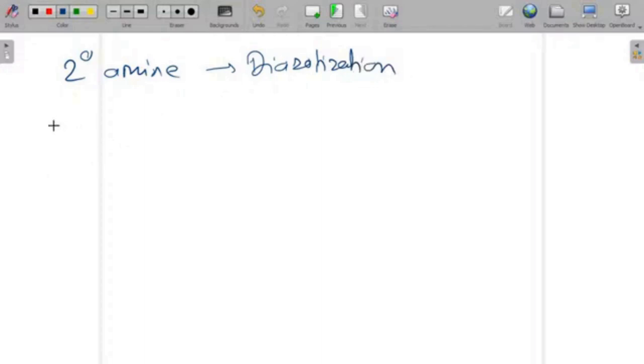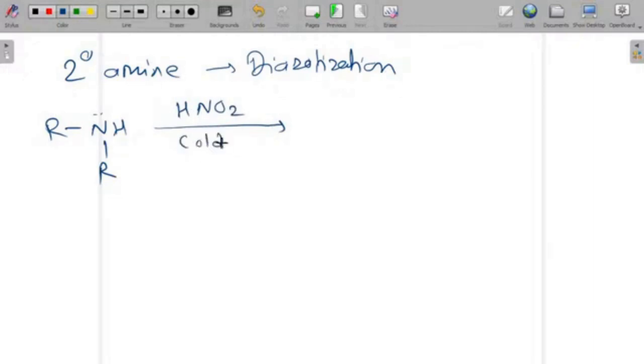So secondary amines on diazotization give nitrosoamine, that is called nitrosoamine. Nitrogen containing oxygen, that's why it is nitroso. Okay, how? See here, this secondary amine R NH R. This on reaction with HNO2 at cold condition.